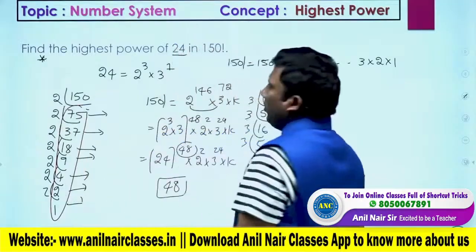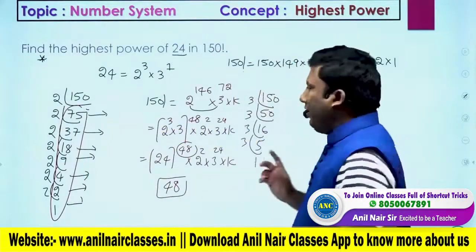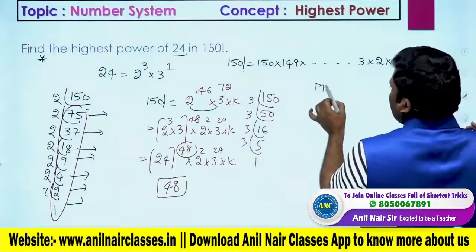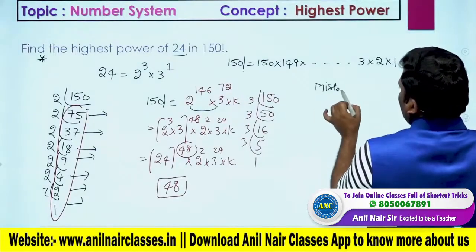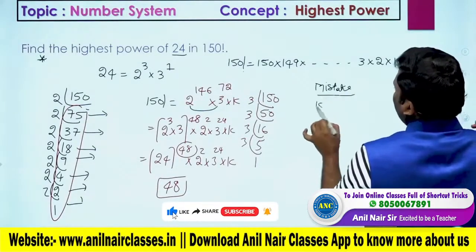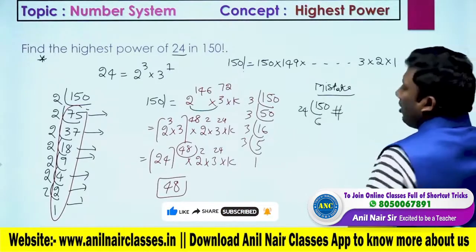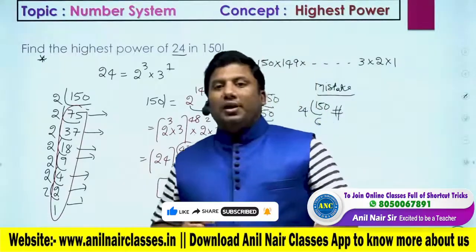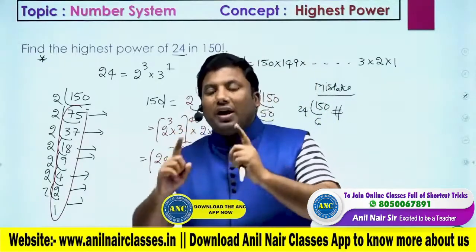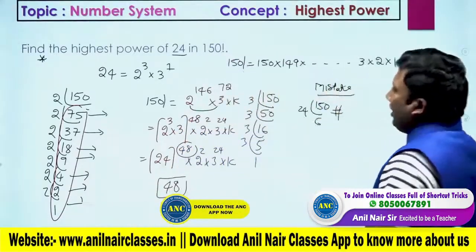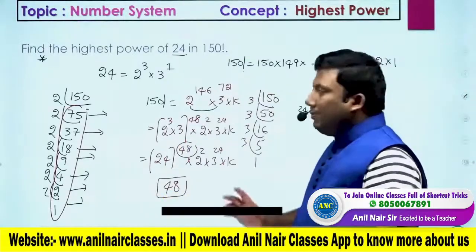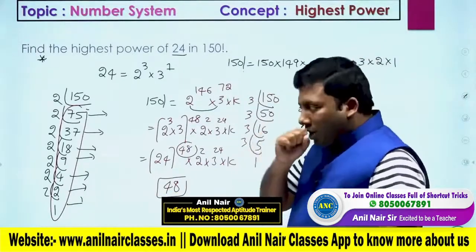Find the highest power of 24 in 150 factorial. The mistake students may make in a hurry will be that they may divide 150 by 24. This is a mistake. Why? Because any factorial can be written as a power of prime bases. 24 is a composite number.